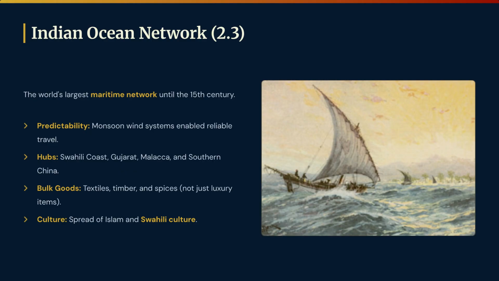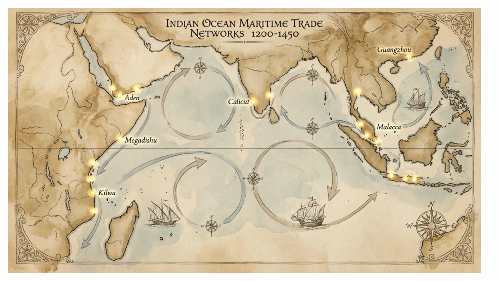The Indian Ocean Network was the world's largest maritime network until the 15th century. Reliable travel was enabled by predictable monsoon wind systems. Key hubs included the Swahili coast, Gujarat, and Malacca. This network facilitated the trade of bulk goods like textiles and timber, alongside the spread of Islam and Swahili culture.